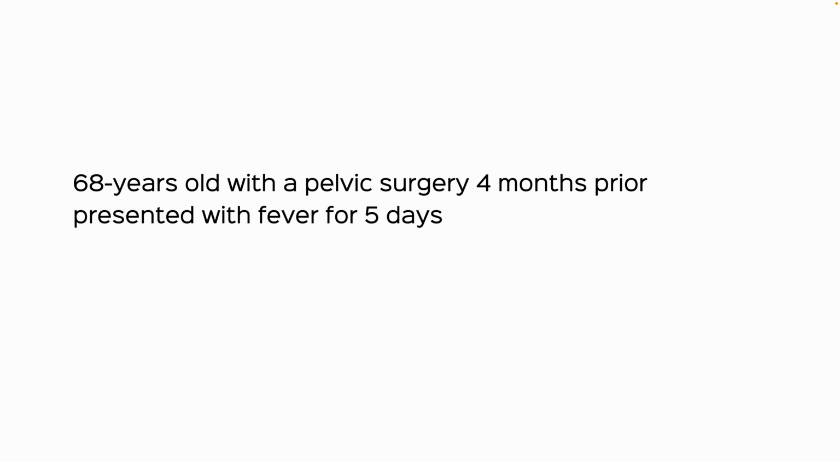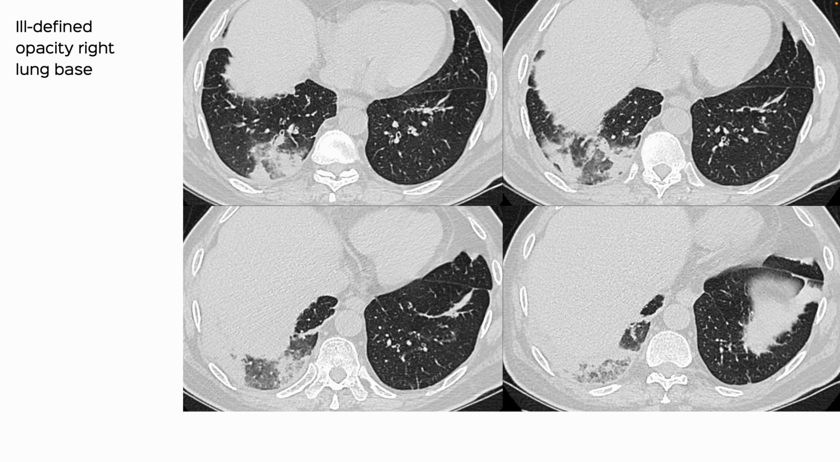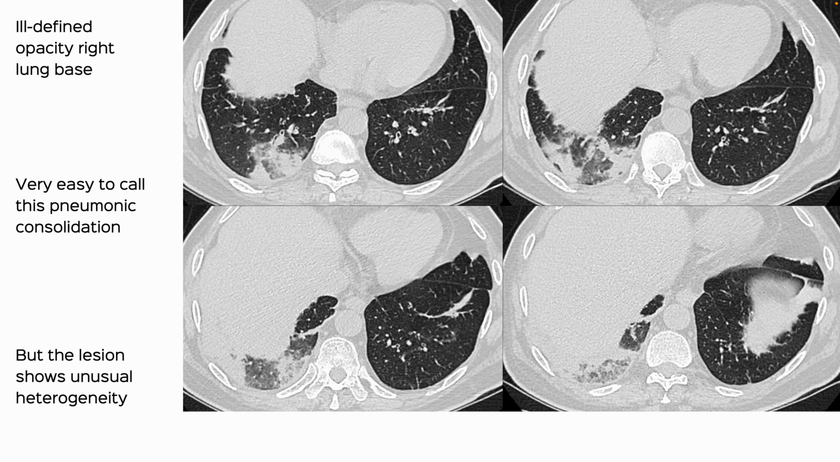So, this is a 68-year-old who had pelvic surgery 4 months ago and presented with fever for 5 days. Had a CT chest, and for all practical purposes, we'd say ill-defined opacity, some air bronchograms, normal proximal bronchi, a little bit of pleural effusion, pneumonic consolidation, right lung base, and you'd leave it at that, right? So, very easy to call this pneumonic consolidation, but if you look at it, it's a little unusual.